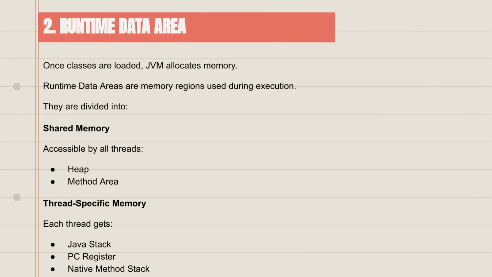Next are the Runtime Data Areas. These are memory regions allocated by the JVM. They're split into shared memory, accessible by all threads, including the heap and method area, and thread-specific memory, containing the stack, PC register, and native method stack.